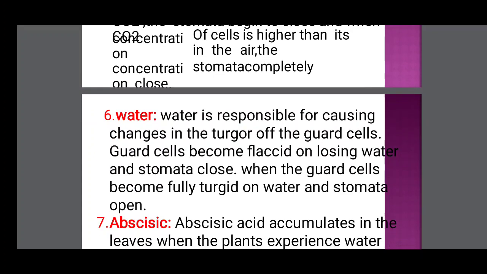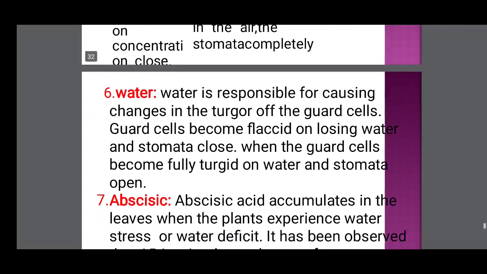Water is responsible for causing changes in the turgor of the guard cells. When guard cells become flaccid, losing water, the stomata close. When the guard cells become fully turgid with water, the stomata open. This is the water factor in the opening of the stomata. Water availability: when water content is more in the guard cell, the stomata open. When water content falls in the guard cell, the stomata close.